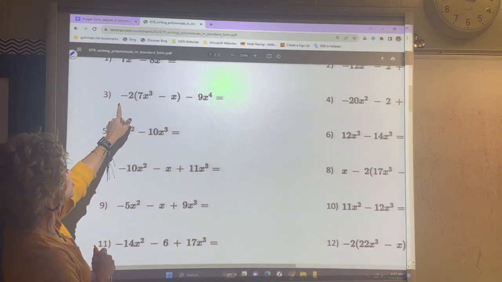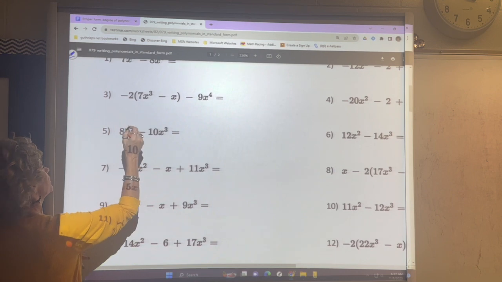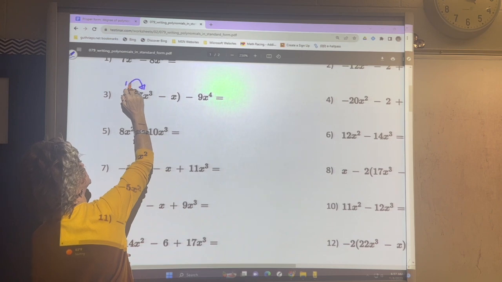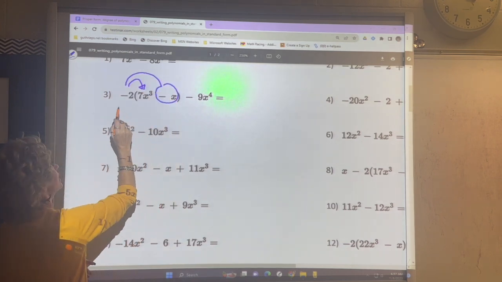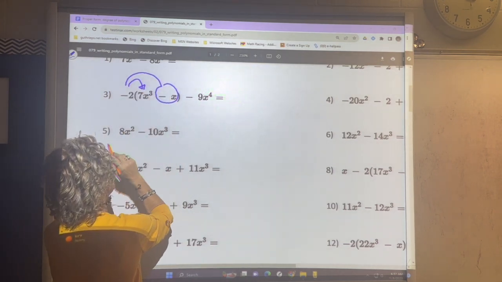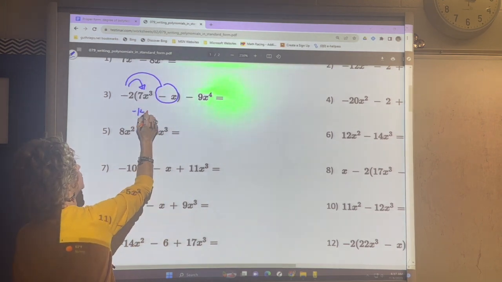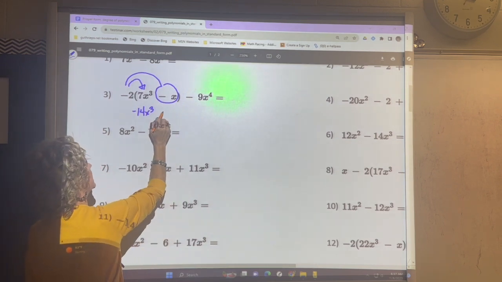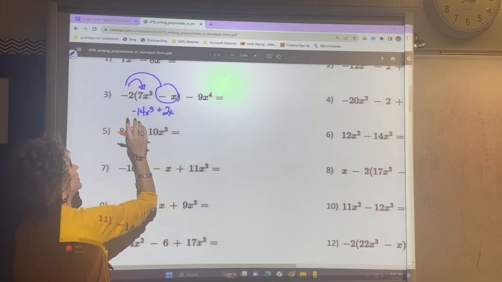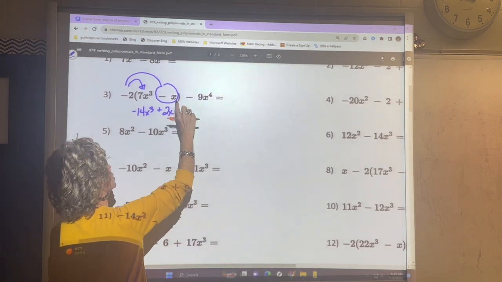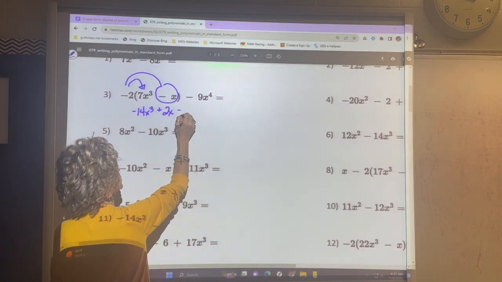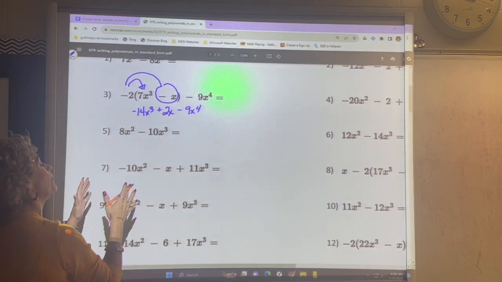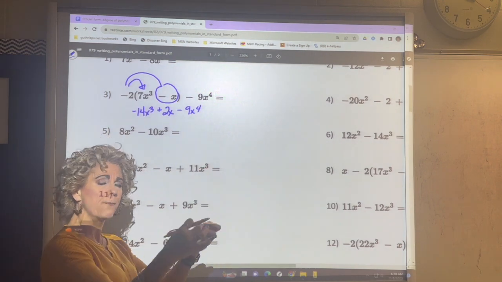Now, as you see, this negative 2 is outside the parentheses, so the 2 has to be distributed, multiplied into 2 times this and 2 times the negative x. So a negative 2 times 7x cubed is a negative 14x cubed. A negative 2 times a negative x is a positive 2x. And then that negative 2 is not distributed to this negative 9x to the 4th. So I have my negative 9x to the 4th. Okay, so we've kind of simplified it, but we're not finished because it's not in proper form.